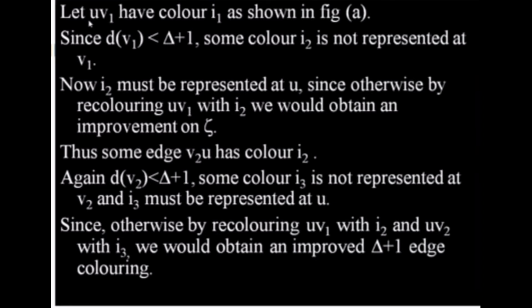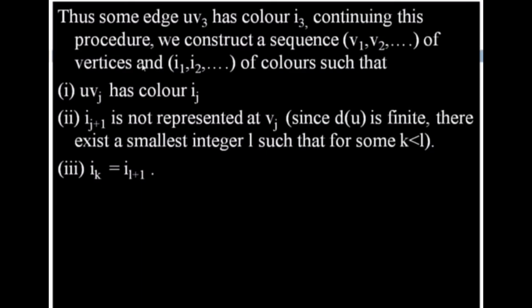Again, the degree of V2 is less than Δ plus 1, so some color i3 is not represented at V2, and i3 must be represented at U. Since otherwise, by recoloring UV1 with i2 and UV2 with i3, we would obtain an improved Δ plus 1 edge coloring. Thus, some edge UV3 has color i3. Continuing this procedure, we construct a sequence of vertices V1, V2, etc. and colors i1, i2, etc. such that first, UVj has color ij.